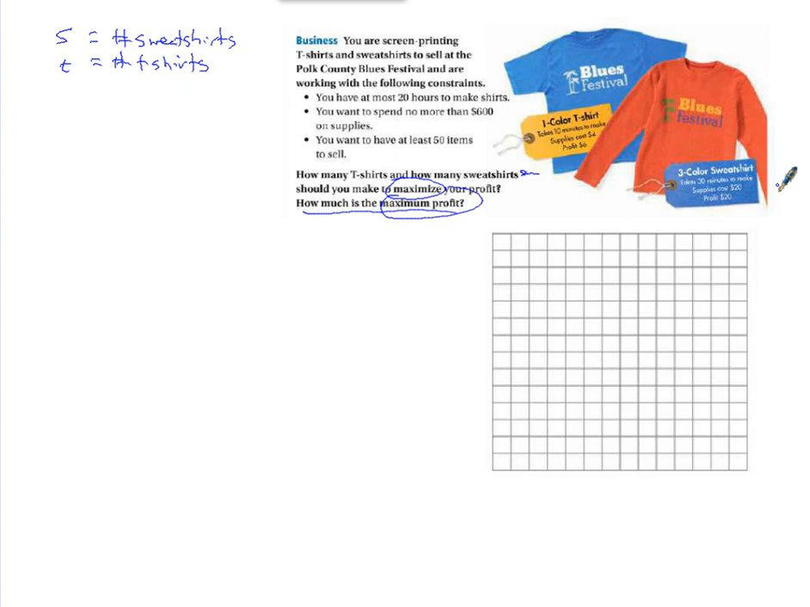System of inequalities. We know we have at most 20 hours to make shirts. Okay? So hours. At most 20 hours. So whatever I do, I better not go over 20 hours. So now I'm going to go through and try to find where I'm spending hours. On my information here, it says takes 10 minutes to make. Here it says takes 30 minutes to make.